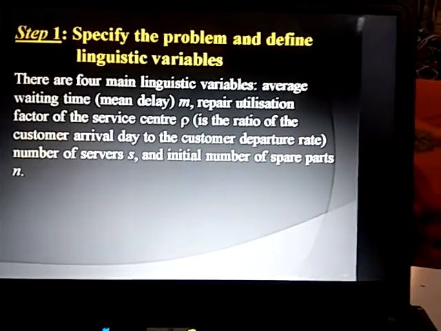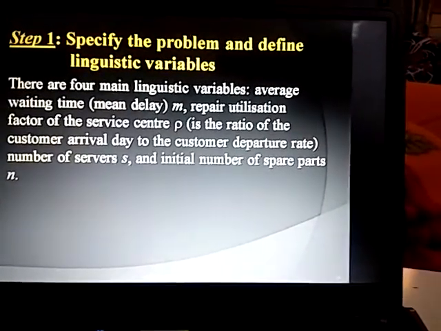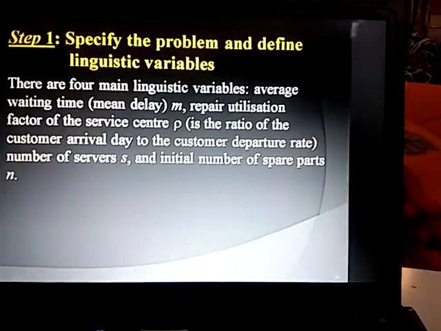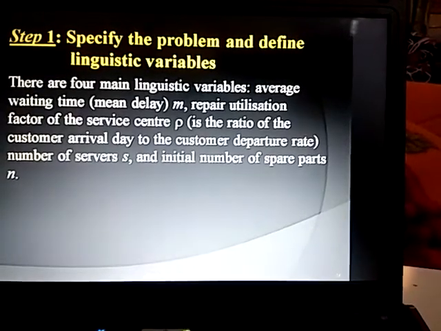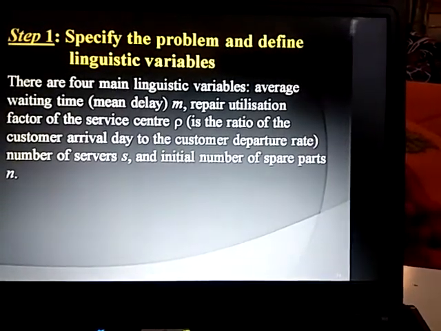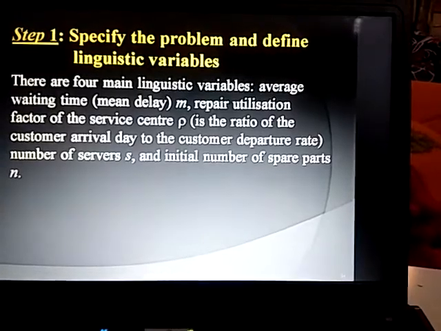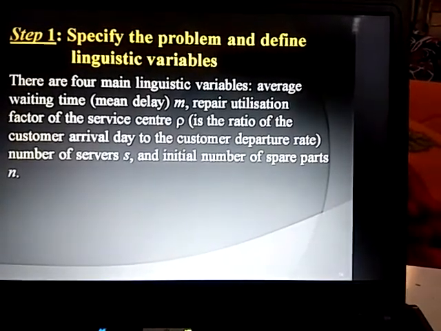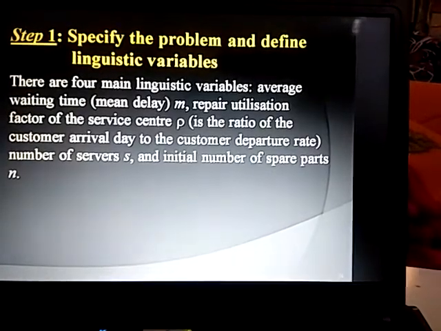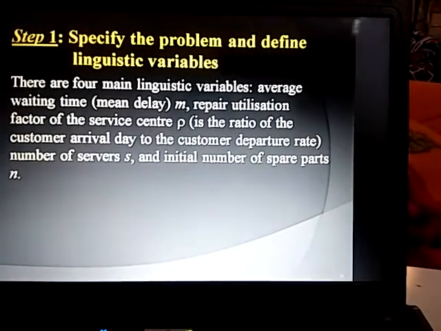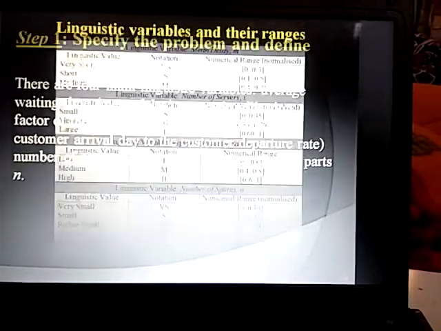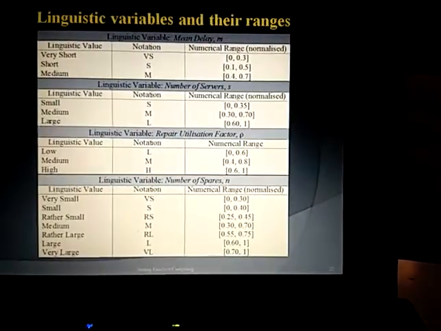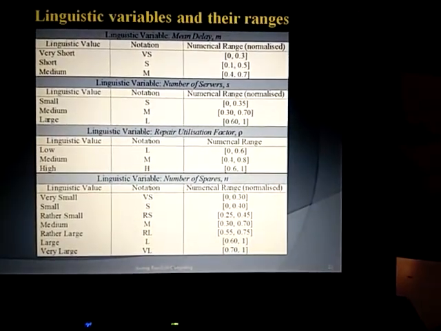In step 1, specify the problem and define linguistic variables. There are four main linguistic variables: average waiting time, mean delay, repair utilization factor of the service center, which is the ratio of the customer arrival rate to the customer departure rate, the number of servers, and the initial number of spare parts. And those are the linguistic variables and their ranges.